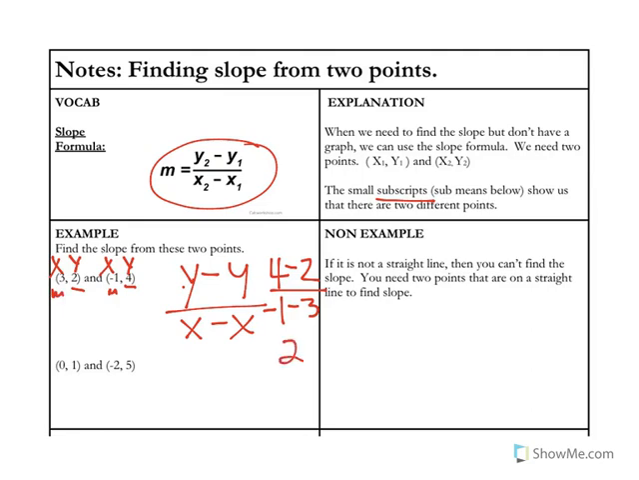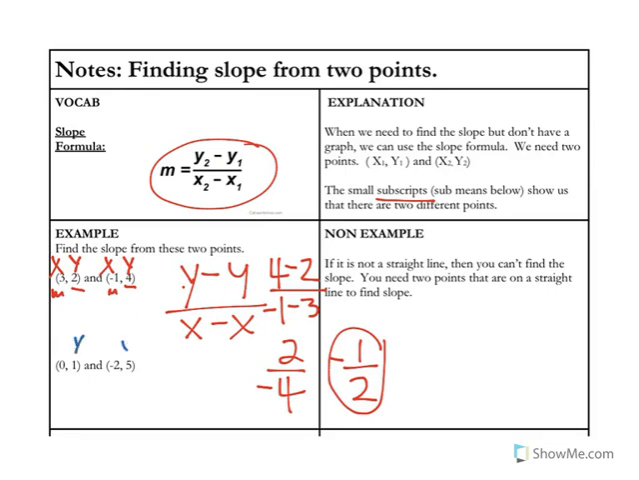4 minus 2 is 2. Negative 1 minus 3 is negative 4. We can simplify 2 over negative 4 to negative 1 over 2, which is negative a half. That is now our slope that we found from those 2 points. Let's try another example. I'll use a different color.